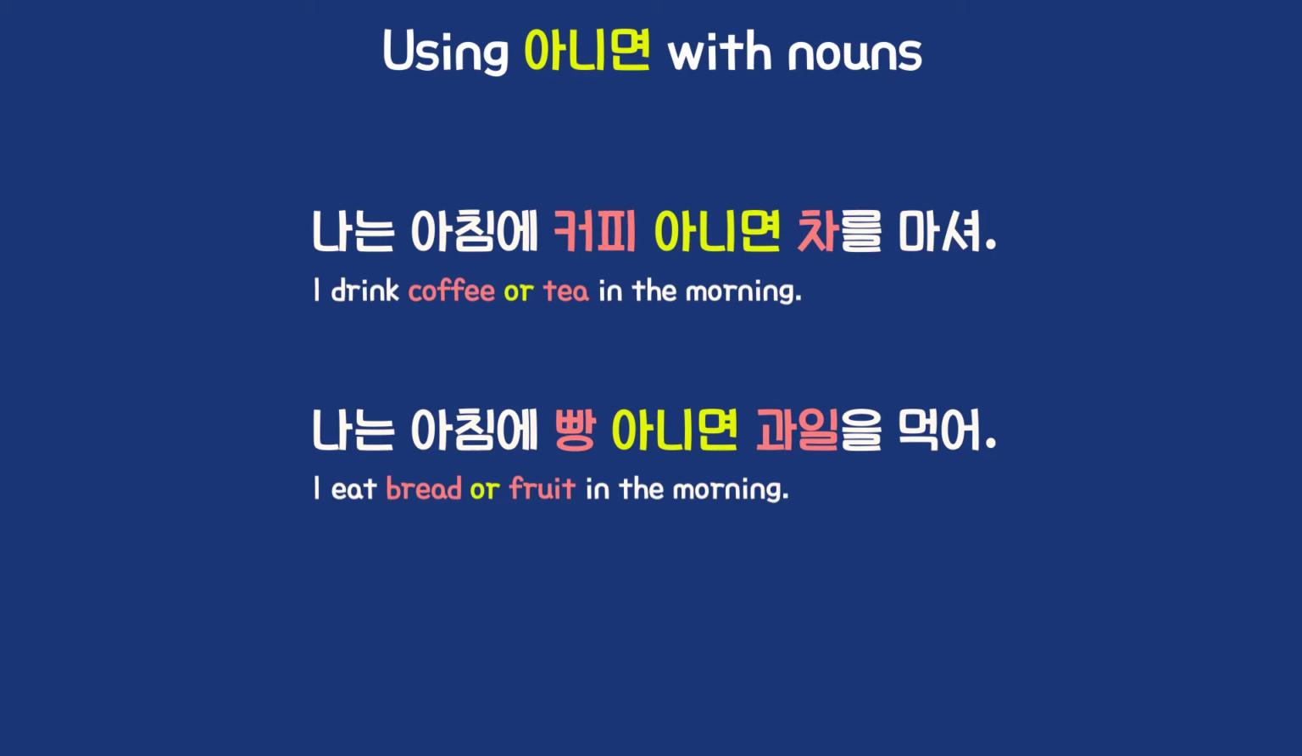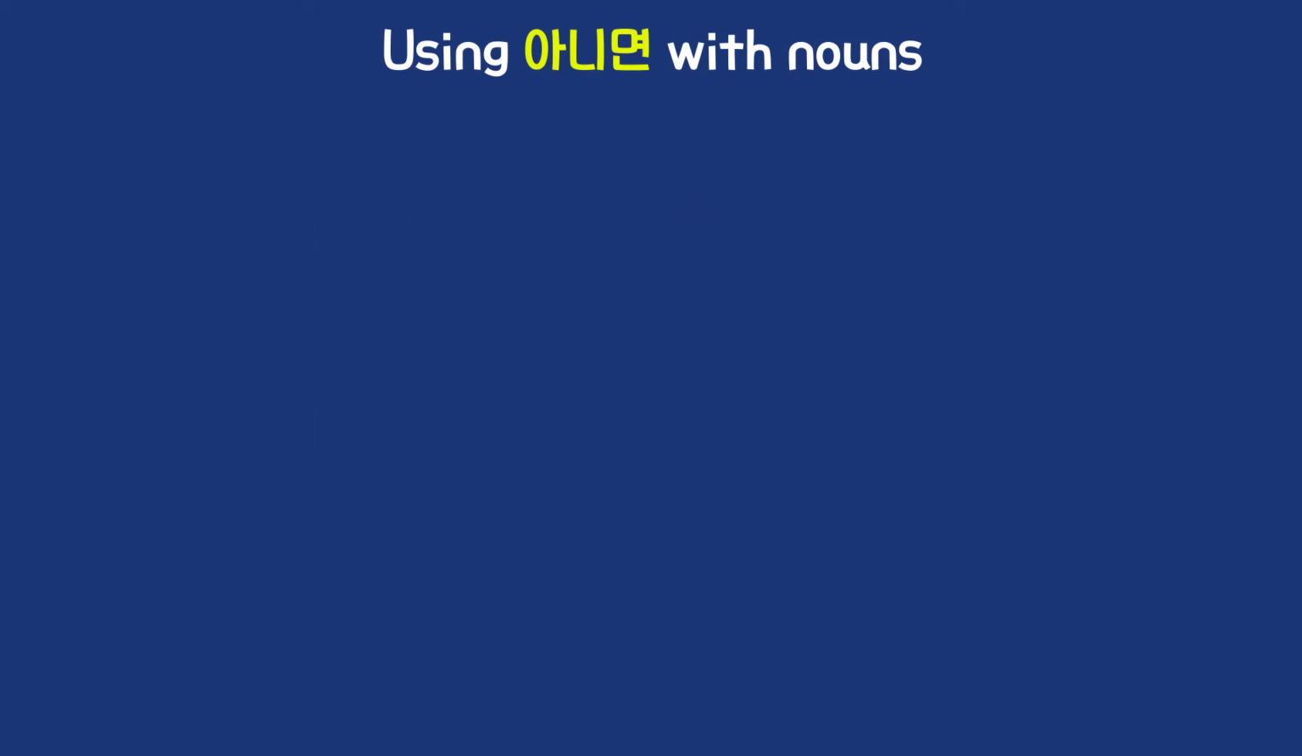So regardless of whether the noun ends in a 받침 or not, we use 아니면 as "or." Though do note that 아니면 isn't attached to the nouns it's used with. When we provide two nouns as choices or possibilities, use of 아니면 is as common as using 나, 이나 in everyday speech.